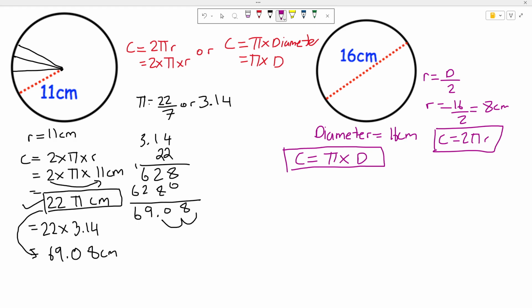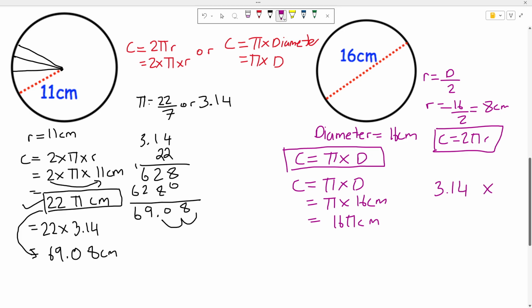So let's use the diameter formula. C is equal to pi times d. In this case, we have pi times 16 centimeter. If you leave it in terms of pi, we have 16 pi centimeter. Again, if they want you to substitute the value of pi, you can just use a calculator, type in the pi button and multiply with 16, or you can take 3.14 times 16.